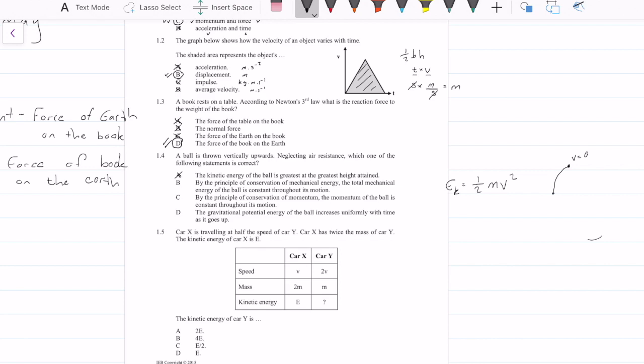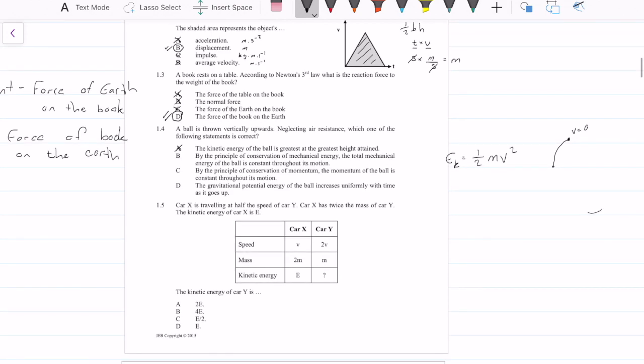Okay. If we look at B, by the principle of conservation of energy, the total mechanical energy of the ball is constant throughout its motion. So E mech, or the mechanical energy, equals Ek plus Ep, equals half mv squared plus mgh. So from the conservation of mechanical energy, we know that in the absence of air resistance, which is stated there, the mechanical energy is actually conserved. So this statement is correct.